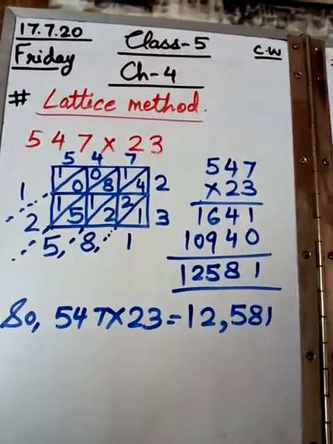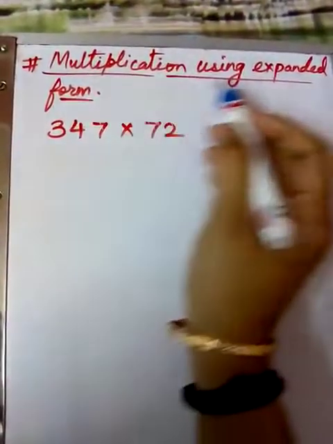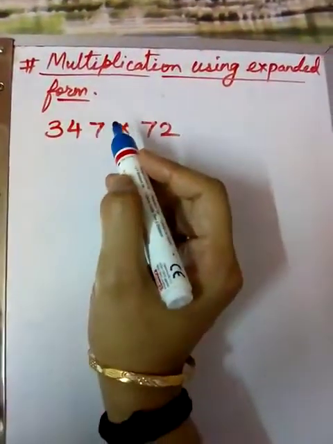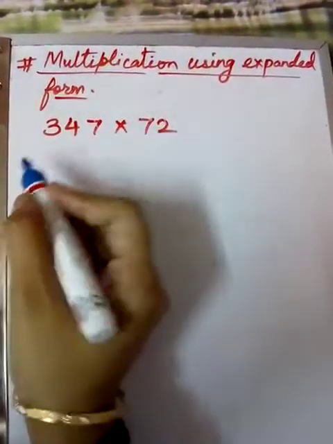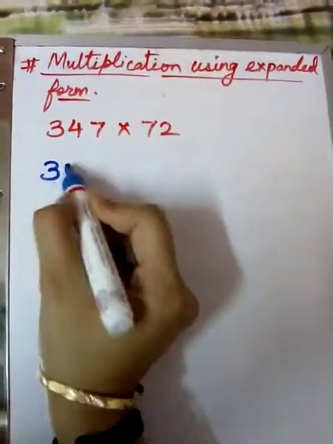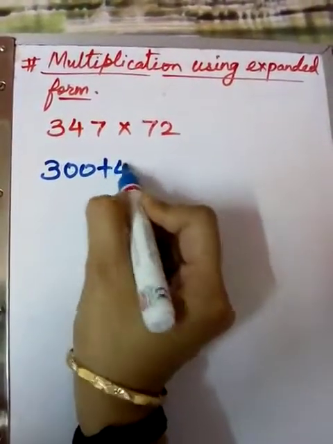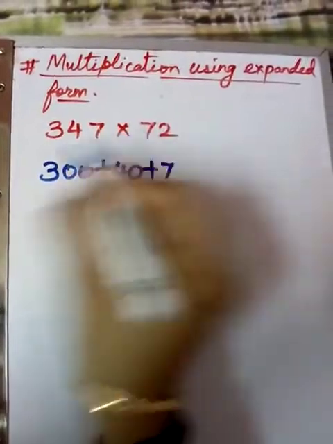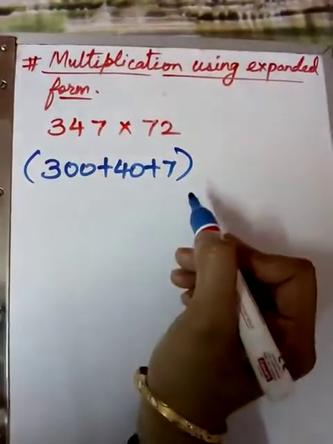Let us go to the next method. This is multiplication using expanded form. You must have done expanded form in the first chapter. Let us do it again. 347. How do you write the expanded form? 300 plus 40 plus 7. Keep this expanded form under bracket.